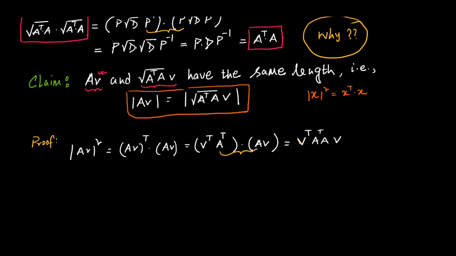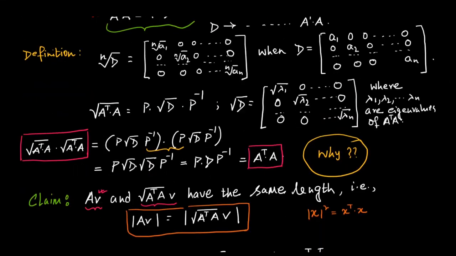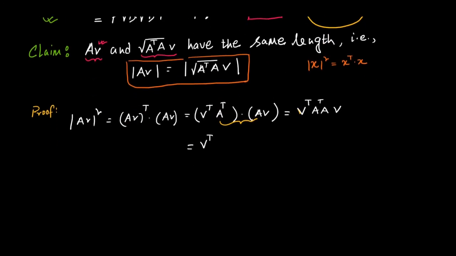So now this again can be written as V transpose. Now A transpose into A, we have just seen that A transpose A can be written as square root of A transpose A into square root of A transpose A. So if I apply that understanding here, this can be written as V transpose into square root of A transpose A into square root of A transpose A into V.